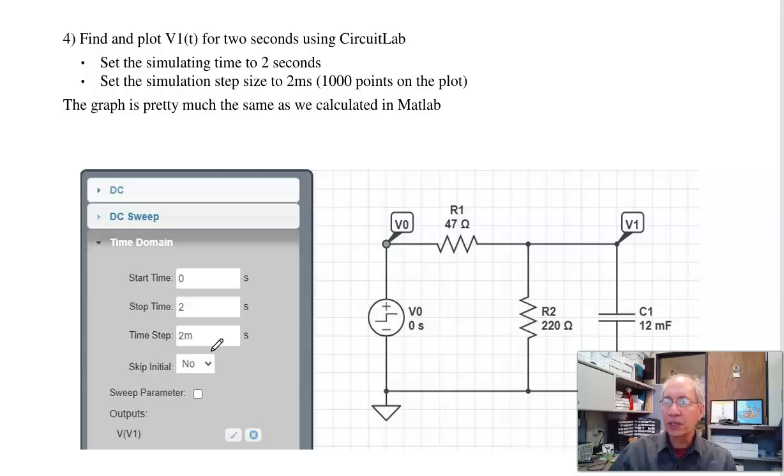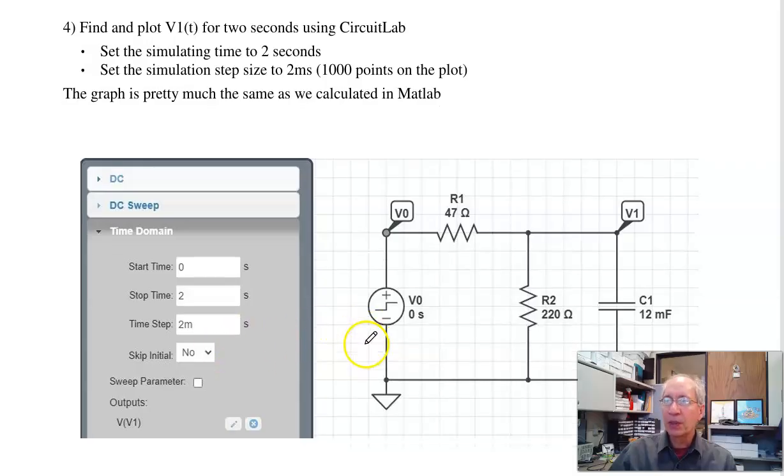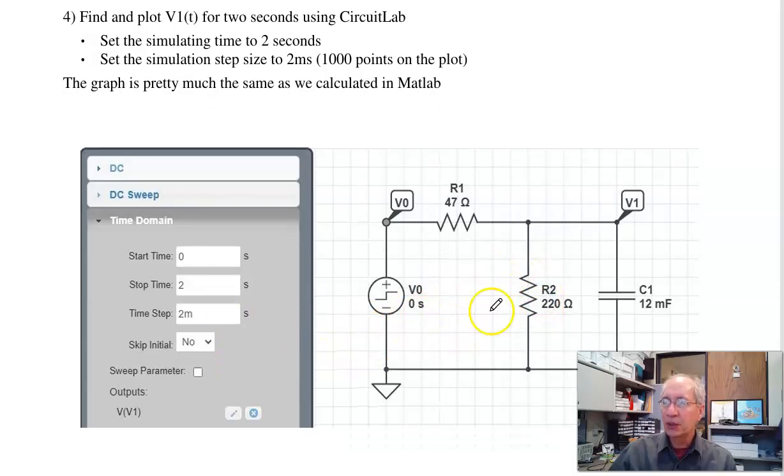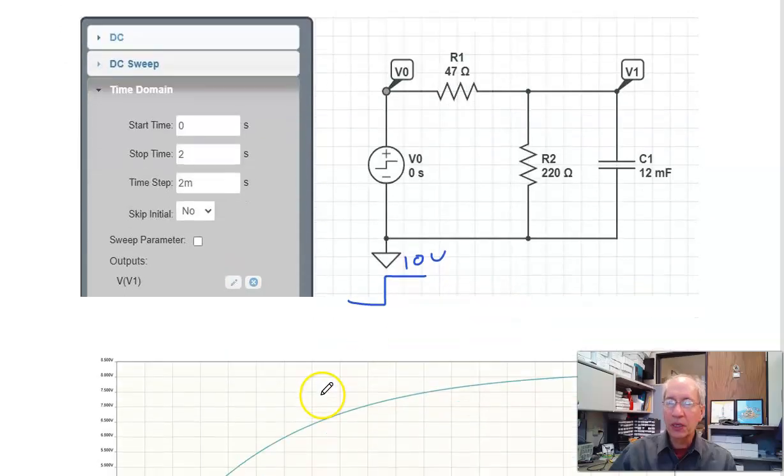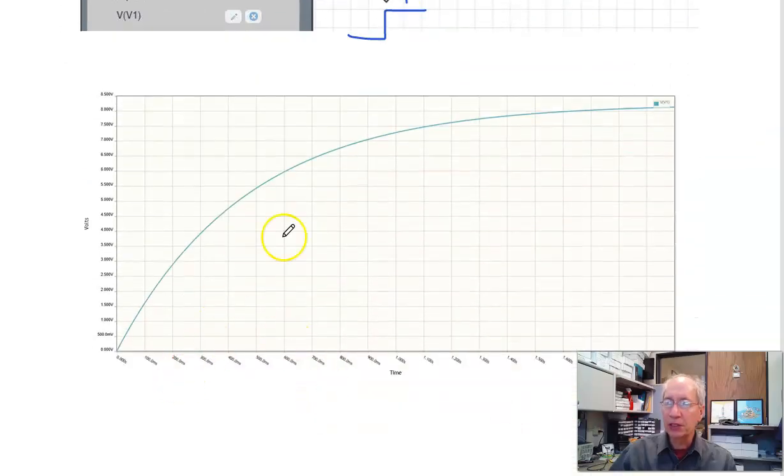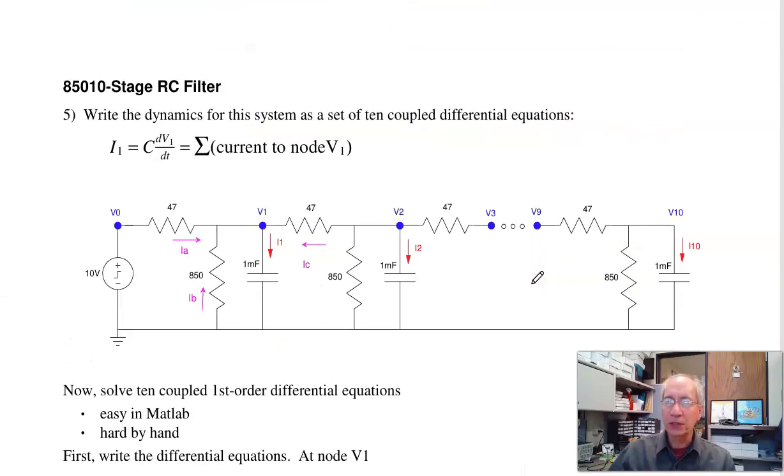Another way to solve is using Circuitlab. Build the circuit in Circuitlab, do a transient simulation. So here I'm going to run for 2 seconds. The step size is 1,000 times smaller, 2 milliseconds. Make this a step input, so at t equals 0, this turns on, and the amplitude is 10 volts. Let it run, and here's the output voltage. Same thing we calculated in Matlab. Okay, that's a one-stage RC filter.